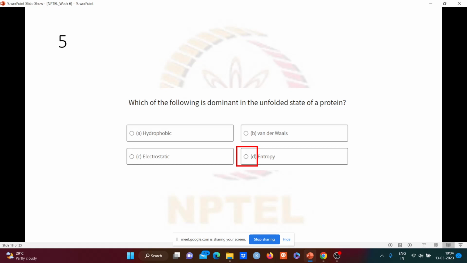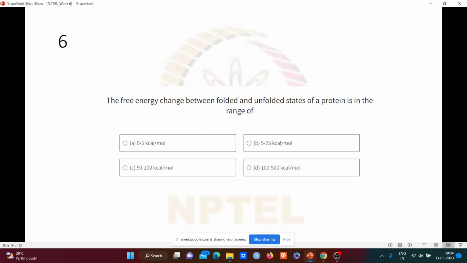And there is a concept called entropy loss by the protein and entropy gain by the surrounding water during folding of a protein, which gives us a very good idea about entropy and how the Gibbs free energy is calculated based on this entropy. Okay, moving forward. So, in general, the free energy change between the folded and unfolded state of a protein is in the range of.